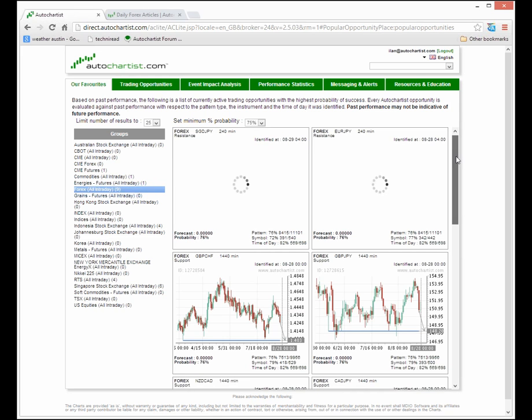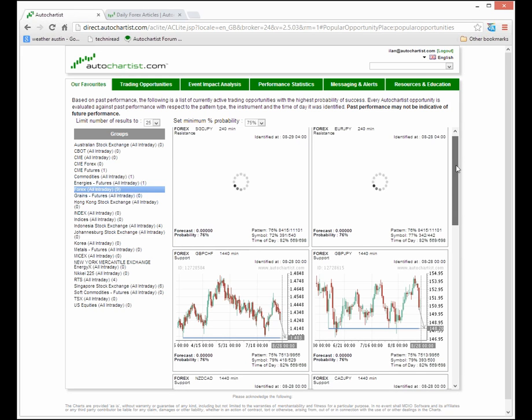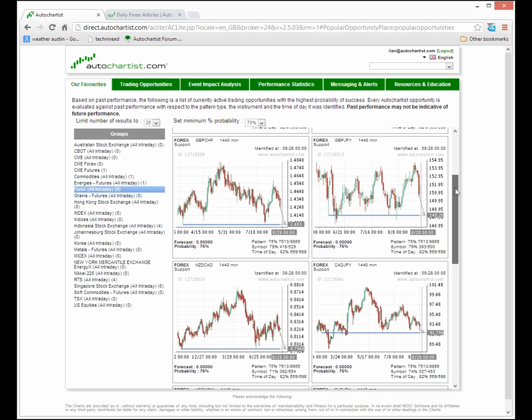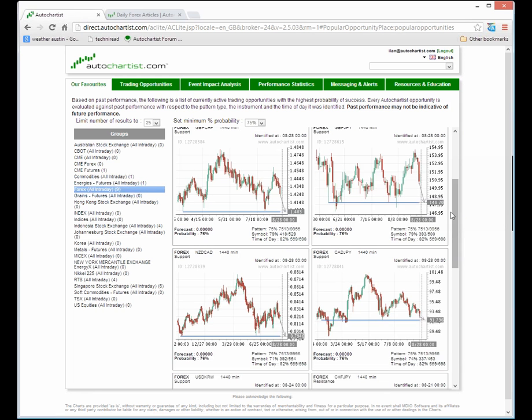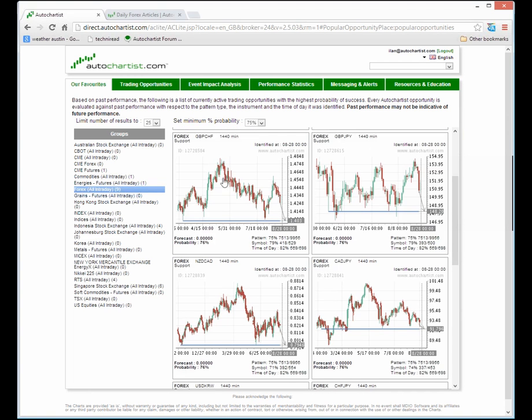Now, there is a section in Autochartist called Our Favorites. Now, as I said before, some of the brokers have this, some of the brokers don't have this. If your broker doesn't have it, ask them for it. Then that might give them a push to enable it, for us to enable it.